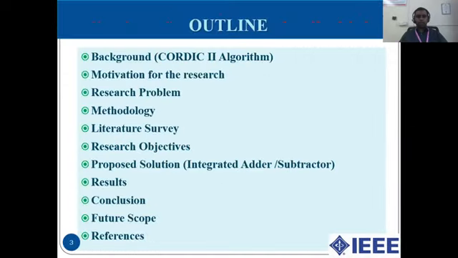I would like to present the outline of this presentation. First of all, I would like to start with the background of the algorithm that I would like to discuss, and also what has motivated us for this research and what is the problem behind this paper. I would also like to shed light on the methodology that we have adopted, the literature survey that we have conducted, the research objective of this paper and the proposed solution, followed by the results, the conclusion, and the future scope. And I'll end this presentation with the references that we have looked at.